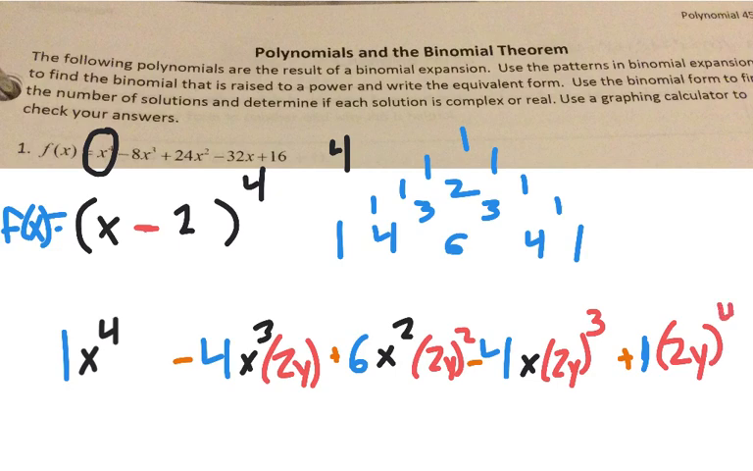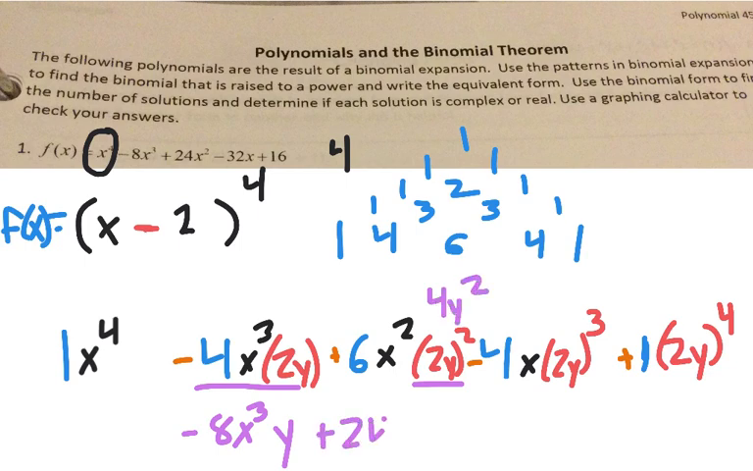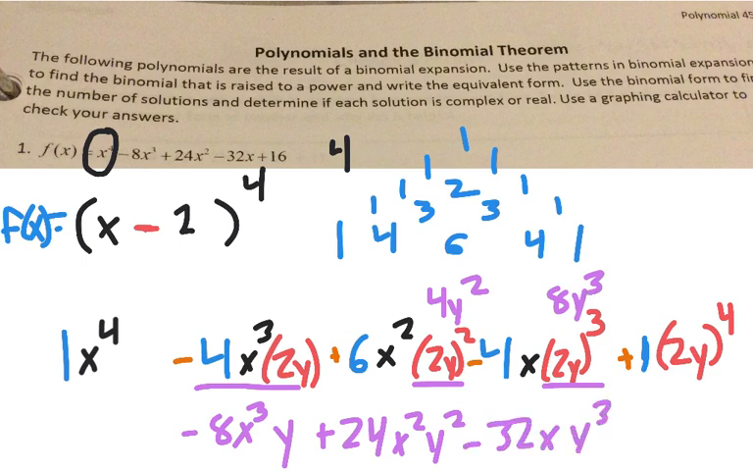Then simplify these. This here, negative 4 x cubed 2y, that would be negative 8x cubed y. This one, 2y squared, would give 4y squared, which leaves positive 24x squared y squared. Here, 2y to the 3rd, that's going to be 8y cubed. 8 times negative 4 is negative 32xy cubed. And then the last one, 2y to the 4th, is positive 16y to the 4th.